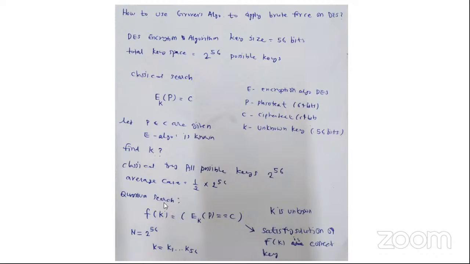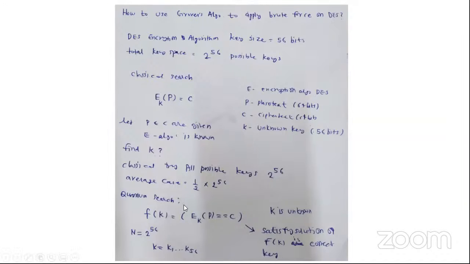And what is the size of this K? 56. So K will consist of 56 qubits. Once we apply this Grover algorithm, we will find the satisfying assignment of this Fk, and that will be our correct key. We can do that in square root of N time on a quantum computer using Grover's. So that is basically 2 to the power 28 in the quantum scenario. So using Grover's, we can do the brute force attack.